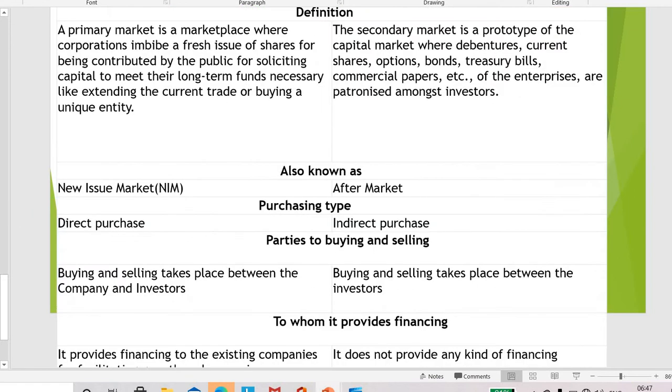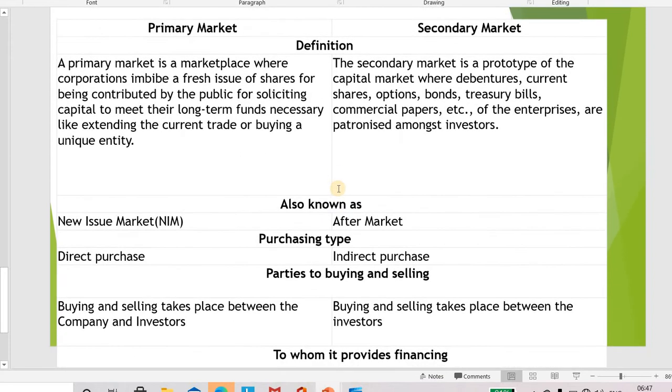Now we can study the difference between primary and secondary market. Here, first we can see the definition. A primary market is a marketplace where corporations bring fresh issues of shares to be subscribed by the public, soliciting capital to meet their long-term funds. That one we studied. Primary market means issue of new securities for long-term funds, for expanding business or like that.